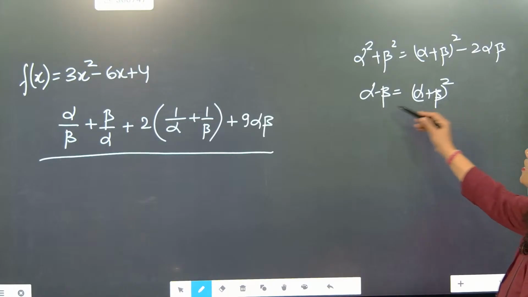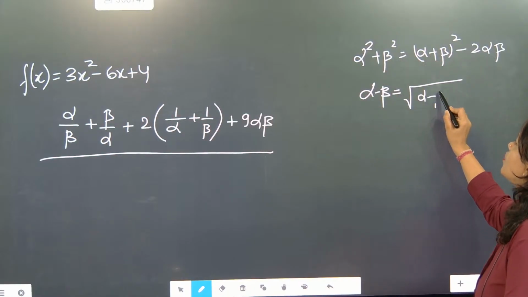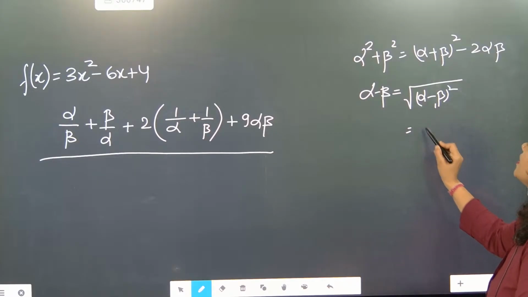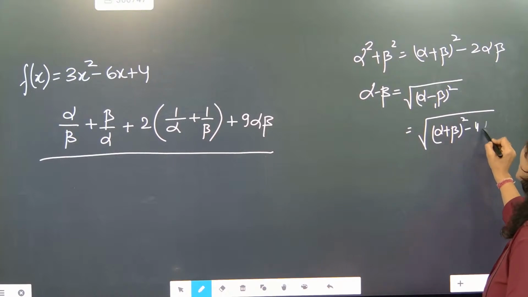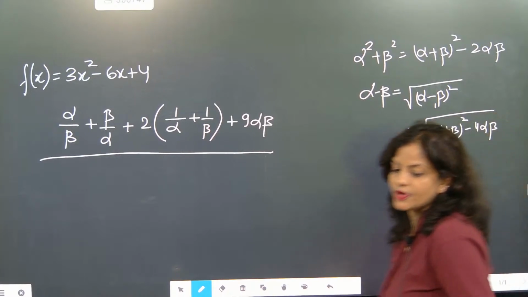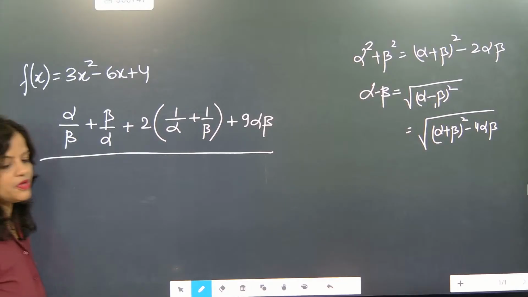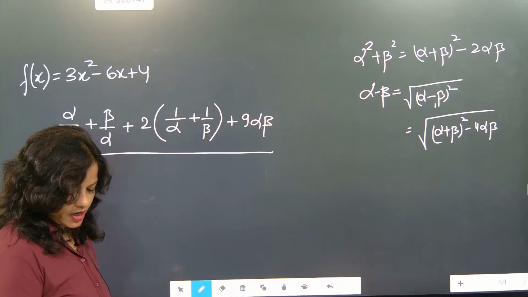So what we are going to do here is take the root and take the square of this. Understood? So the final formula will become alpha plus beta whole square minus 4 alpha beta. Note down these formulas. These are very important and very helpful for you. Alpha plus beta whole square minus 4 alpha beta.